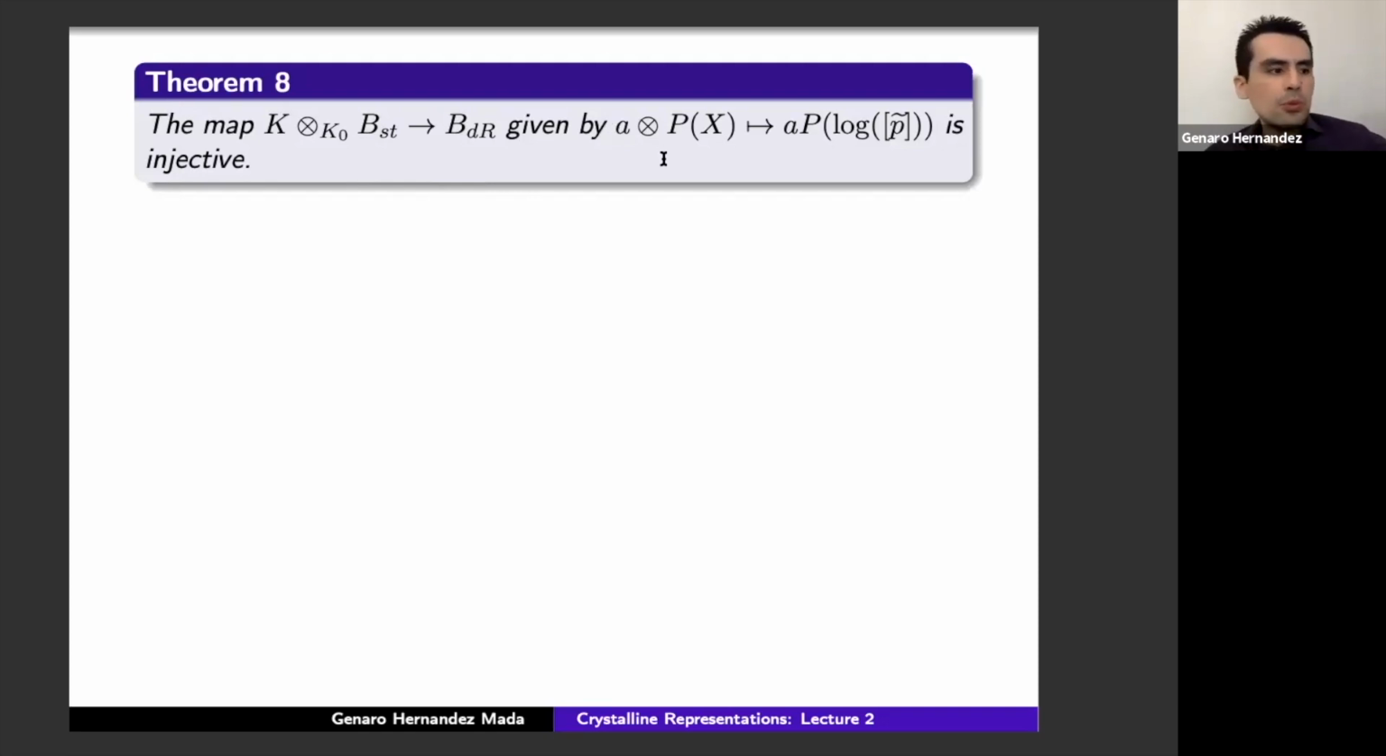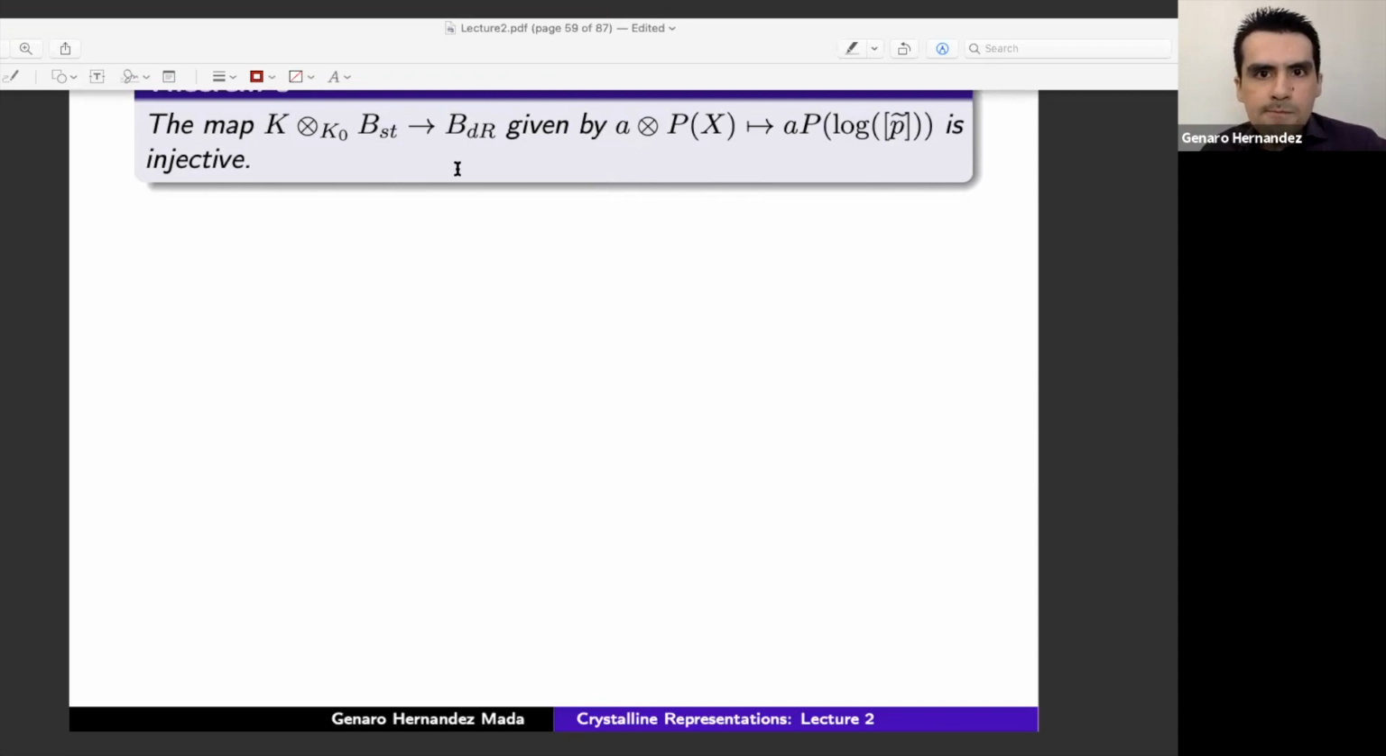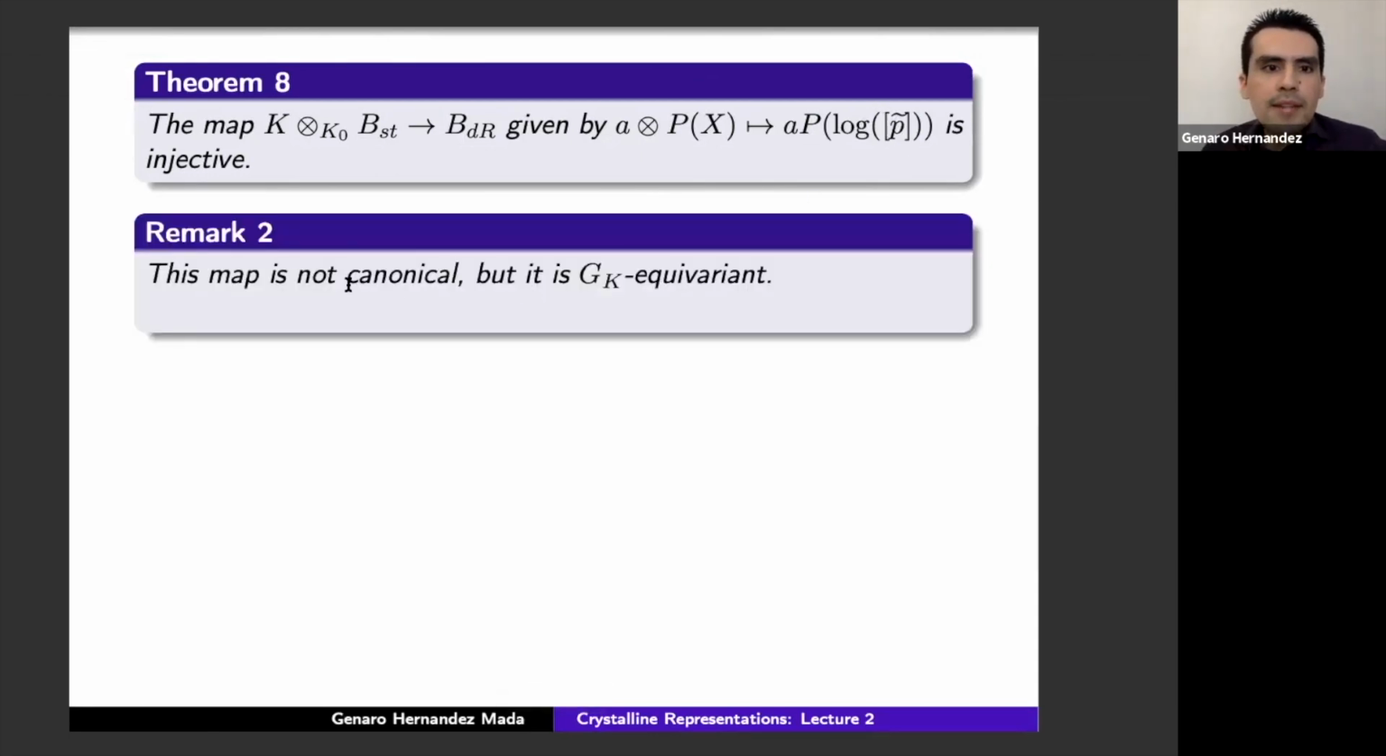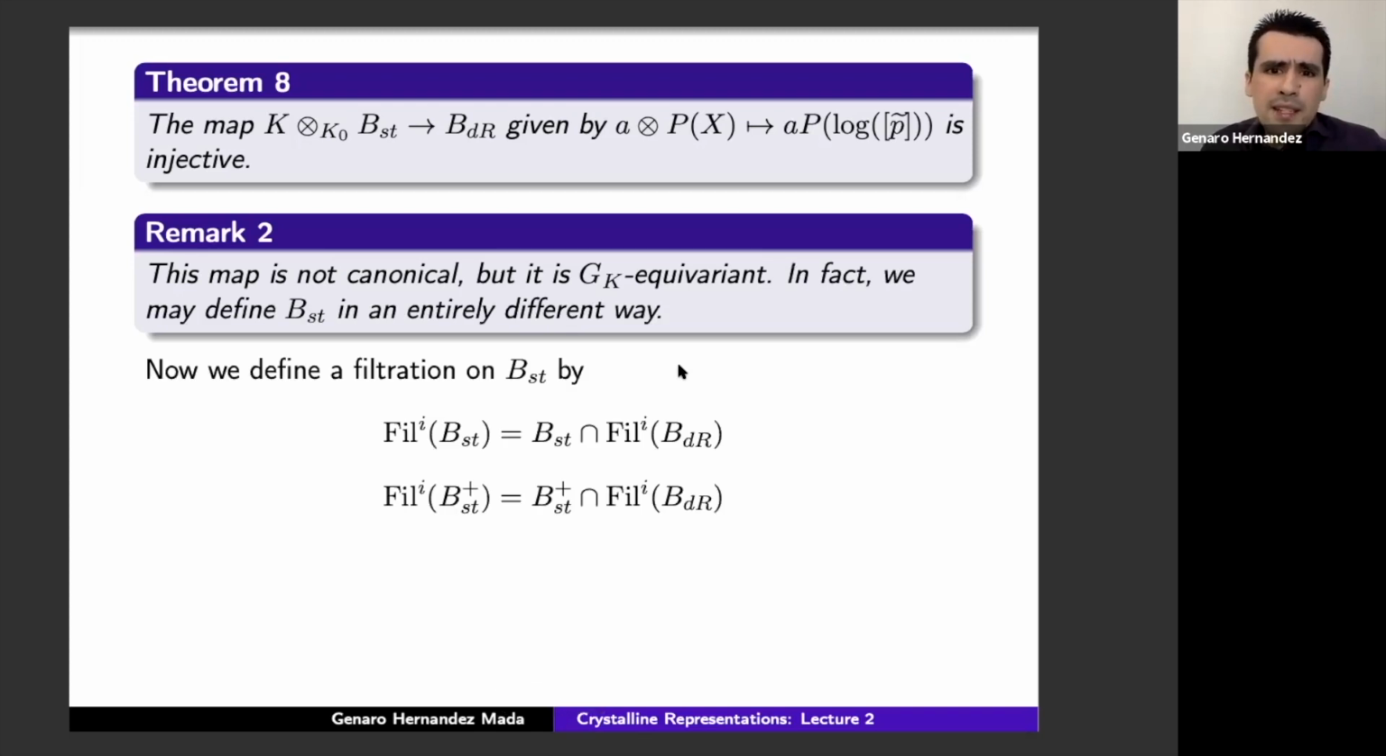So if I apply it to this simple tensor, this is just this: P evaluated in log of this. That is injective. And the remark is that this map is not canonical. This is one of those problems that I was talking about of defining B_st in this way. But it is G_K equivariant. Here I have the comment, I will give you the new definition in a moment. Just let me finish with this part.